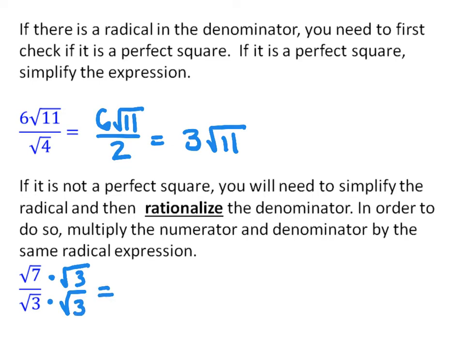Now if I do that, square root of 7 times the square root of 3 becomes the square root of 21, and square root of 3 times square root of 3 will give us the square root of 9, which is really just 3. So it becomes square root of 21 over 3. Now, that square root of 21 can't simplify any further, so this would be my final answer.